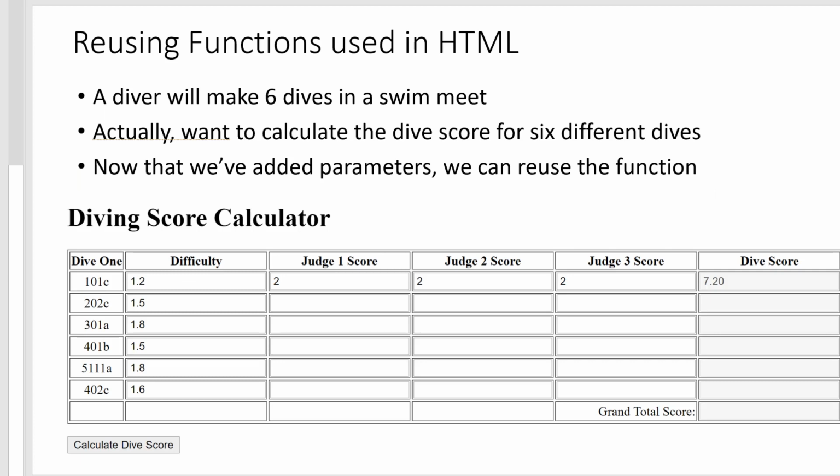Now, a diver doesn't just dive one dive in a meet. The diver dives either 6 or 11 dives. So this example is for a 6-dive meet. And we want to be able to not just calculate the single dive score, but we want to calculate the grand total for the diver for the event. Since we've added parameters to our function, we can reuse that function for different input boxes.